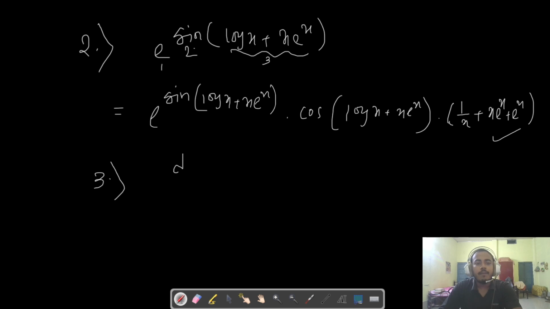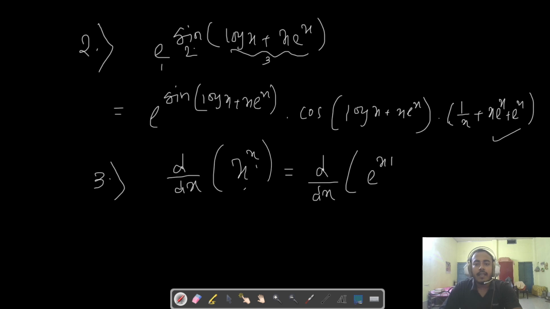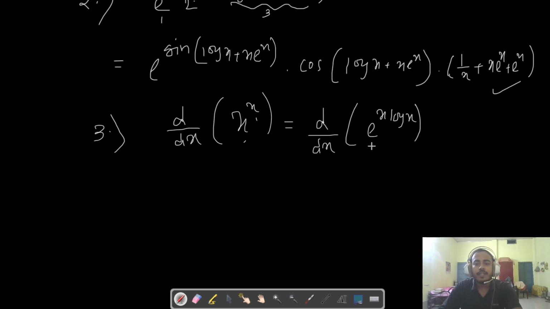Number 3. Now, what happens if you get something like this? This is a type you have to learn. So if you have variable to the power variable, x to the power x, what you can do is you can always write this like this, d/dx of e to the power x log x. And now, first function is e, second function is this. So what you can do, e to the power x log x multiplied by derivative of x log x, which is just, I think, 1 plus log x. And this is your answer.